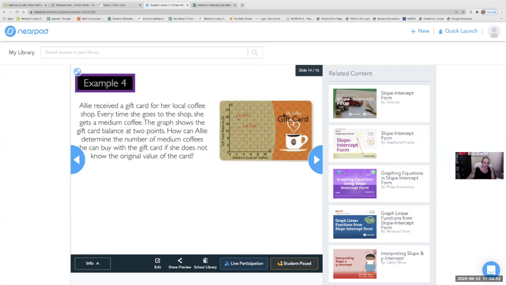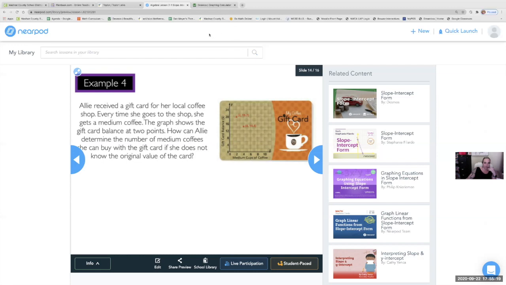So we just learned that if we're given 2 points on a line, that we can find the equation, which will tell us how much was on the original card. It'll give us our y-intercept. And it'll also tell us how many cups of coffee. If we continue this line down, where are we going to end up exactly? So we're not guessing here. We're going to be precise. Once again, it's important.